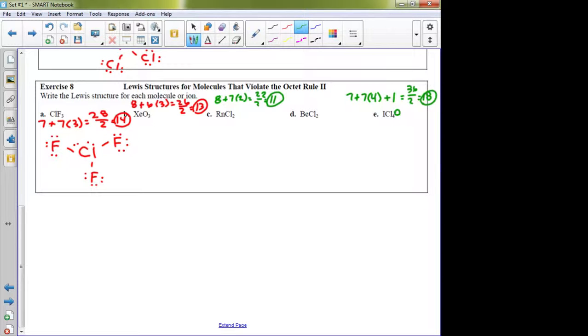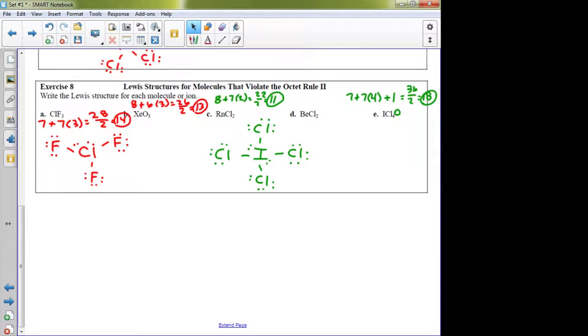There we go. So I'm going to put my I in the center. I'm going to show my chlorines bonded to it. I'm going to put my dots around my chlorine. So I see that's 1, 2, 3, 4, 5, 6, 7, 8, 9, 10, 11, 12, 13, 14, 15, 16. I need 18, so that means I'm going to put them on my iodine.